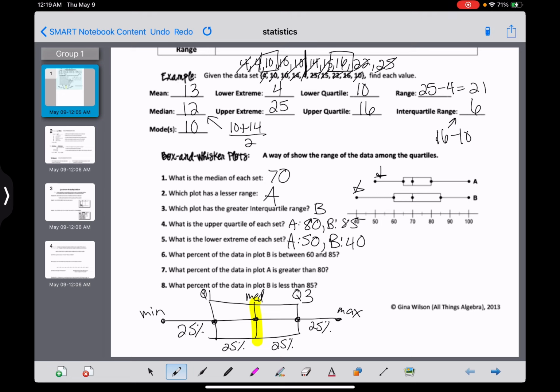And then it's asking for percents in the next ones. So, what percent of the data in plot B is between 60 and 85? Specifically in the second one, I have this section is between 60 and 85, and this section is between 60 and 85. There's 2 sections there, so I know that's 50%, because 25 plus 25 is 50.